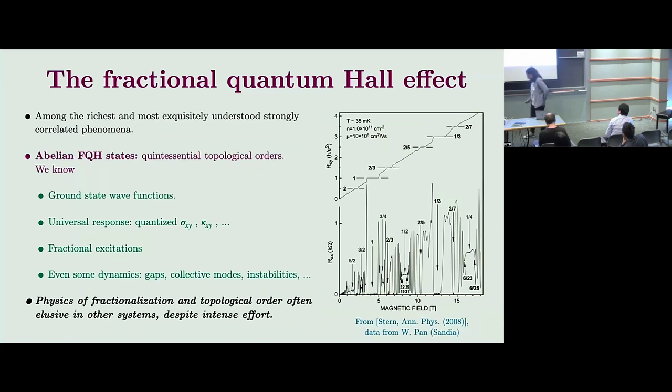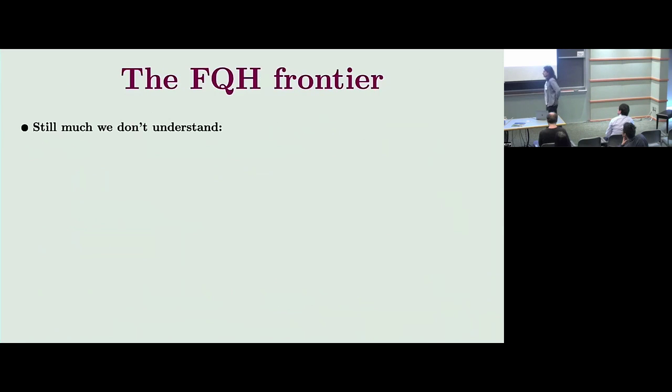But despite all of this exquisite understanding of the ordinary quantum Hall system, the physics of fractionalization seen therein has been really elusive beyond 2D electron systems in strong magnetic field, despite a great deal of effort in a wide variety of other contexts, from quantum magnets to cuprates. Nevertheless, there's still a great deal about quantum Hall physics that we don't understand very well, which speaks actually to the topic of this workshop, mainly gapless things.